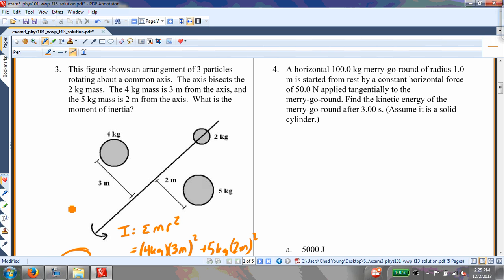Horizontal 100 kilogram merry-go-round, radius 1 meter, started from rest by a constant horizontal force. I'm going to find the kinetic energy after 3 seconds. All right, well, kinetic energy is 1/2 I omega squared. So we need two things. We need I and omega. Let's go and find I. This is a cylinder, 1/2 mr squared for a cylinder. That's 1/2 of 100. That's the mass. That's the radius, which is 1 meter squared, so that's 50.